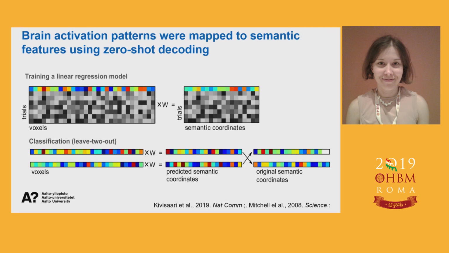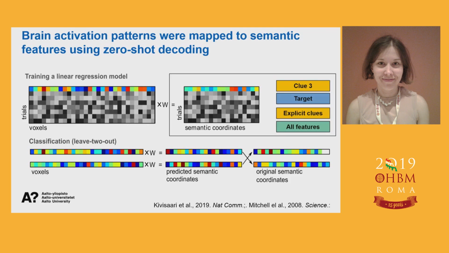This is a regression-based approach which tries to find the best weights to predict the semantic coordinates based on the activity patterns. The training was performed using a subset of the items, and for the evaluation we used a leave-two-out classification. So we tested the model with two items that were left out of the training, and this procedure was iterated for all possible leave-two-out pairs.